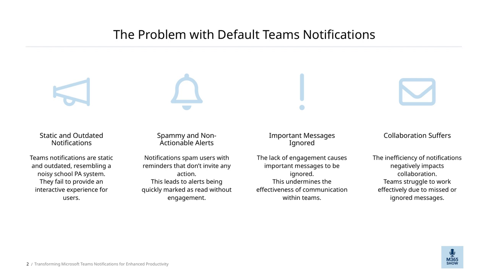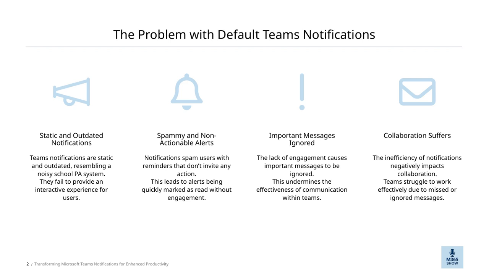When engagement drops, critical information doesn't get the attention it deserves, which can undermine the entire communication process within a team. We also see a lot of spammy, non-actionable alerts. These notifications often just remind users of things that don't require any action, leading people to quickly mark them as read without actually engaging with the content.